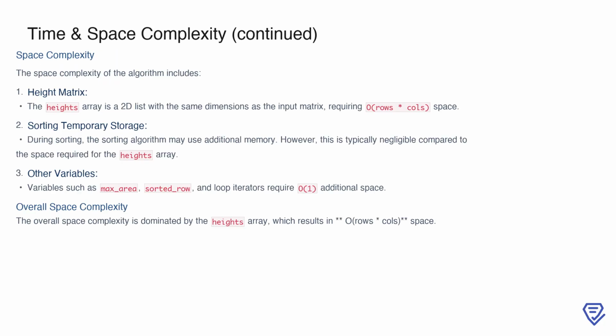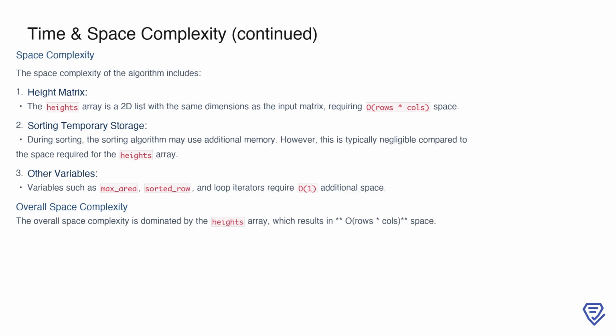Next, let's analyze the space complexity of the algorithm. The primary space requirement comes from the heights array, which is a 2D list of the same dimensions as the input matrix. This requires O(rows * cols) space. Additionally, during the sorting step, the sorting algorithm may use some temporary storage, but this is generally negligible compared to the space used by the heights array.